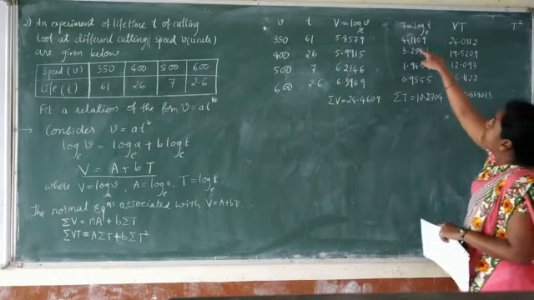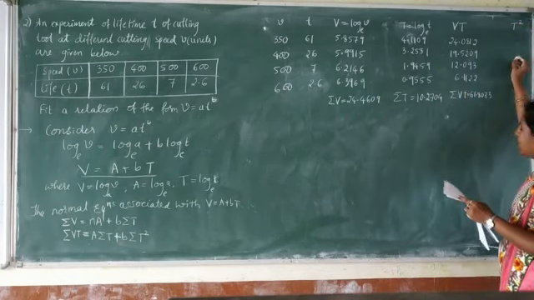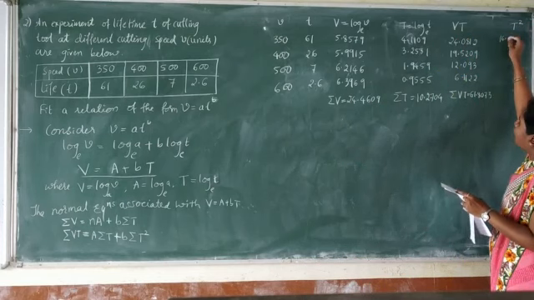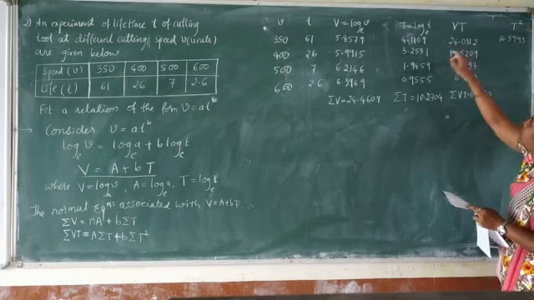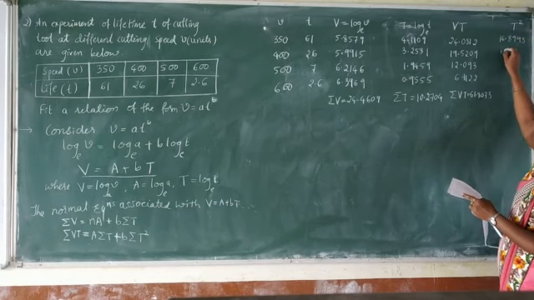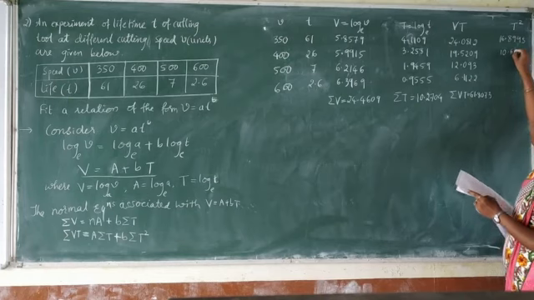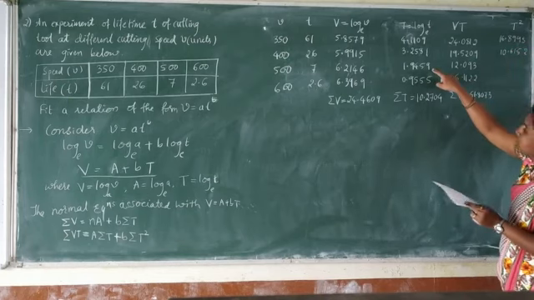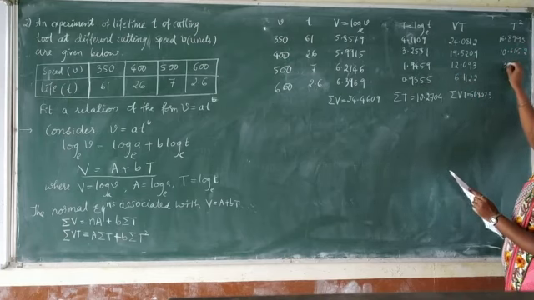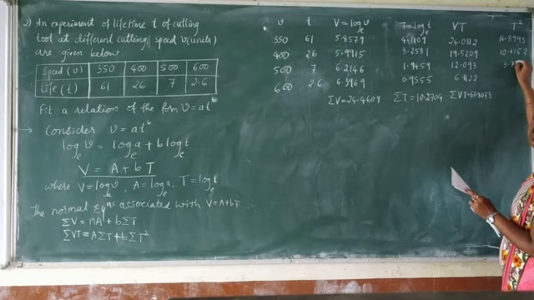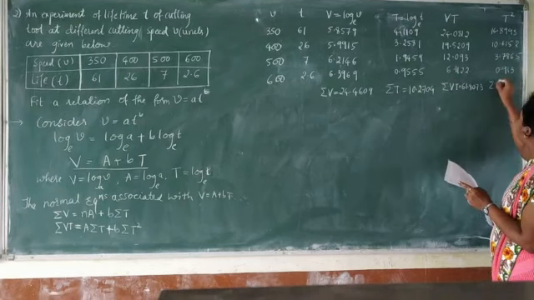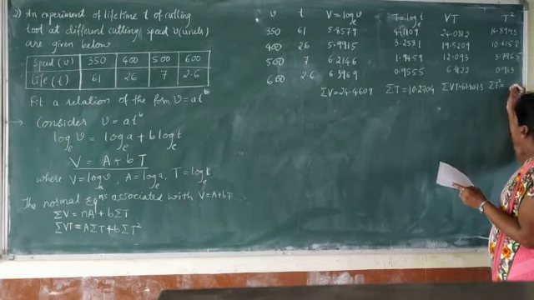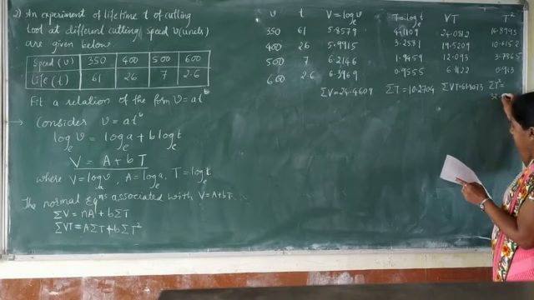T square, this one, 4.1109 square. That is 16.8995. Next, this square, that is 10.6152. Next, this term square is 3.7865. Next, this term square is equals to 32.2142.